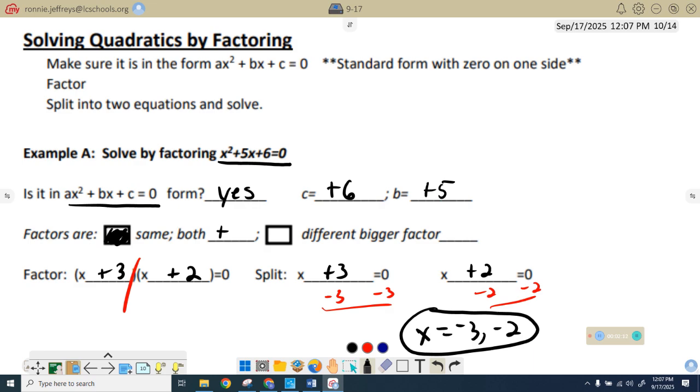Above, that's basically what we're going to do. We're going to make sure it's in standard form, 0 on one side. We're going to factor, split, and solve. Factor, split, and solve. Alright. Is everybody good here? We ready to go on to the next part?